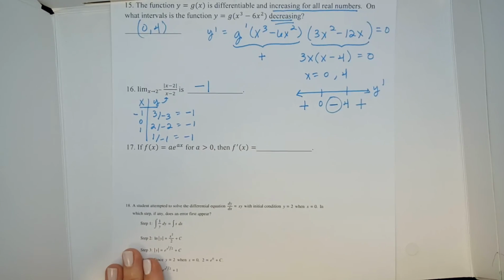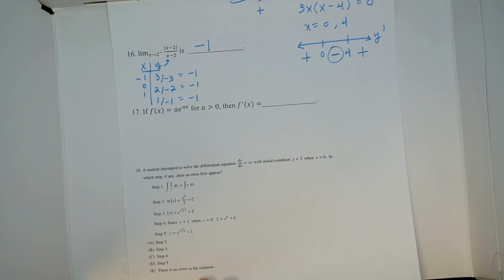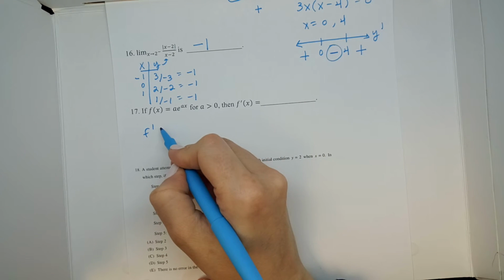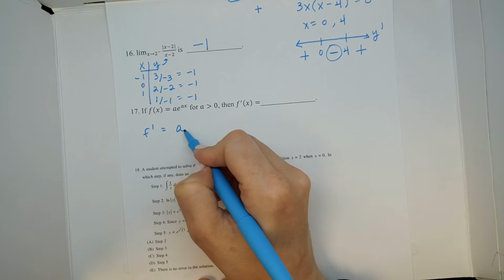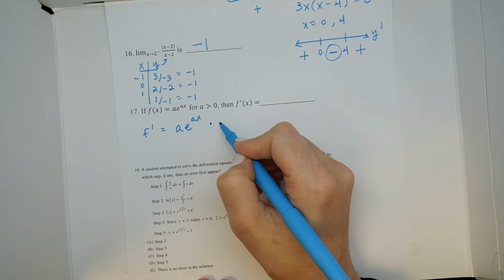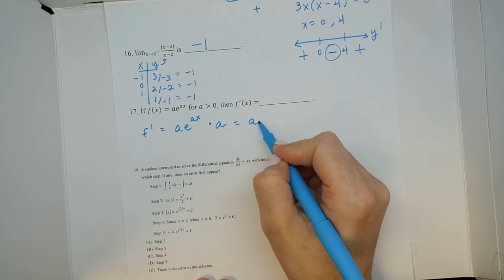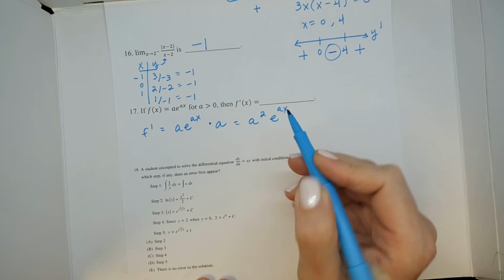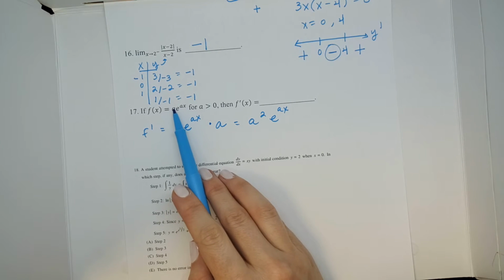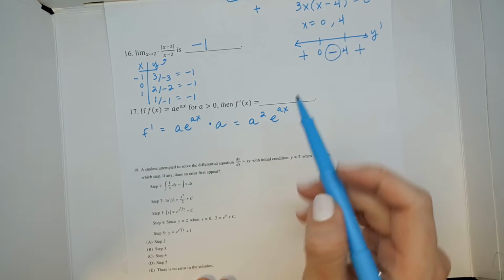Okay, on 17, we have f of x equals a e to the ax. Find f prime. Okay, and a is a constant. So f prime is going to be a e to the ax times the derivative of ax, which is a. Okay, so we have a times a, which is a squared, e to the ax. Think about this as if you had a 2 there, 2e to the 2x. You'd keep this whole thing, and you'd bring it down, and then you'd multiply by the derivative here. That's all we did.